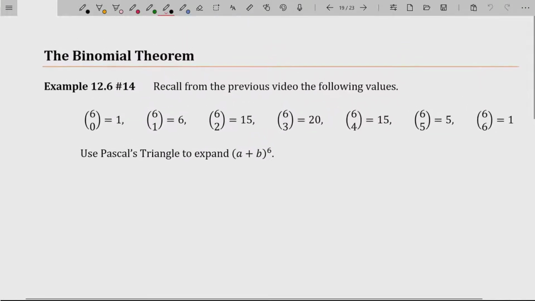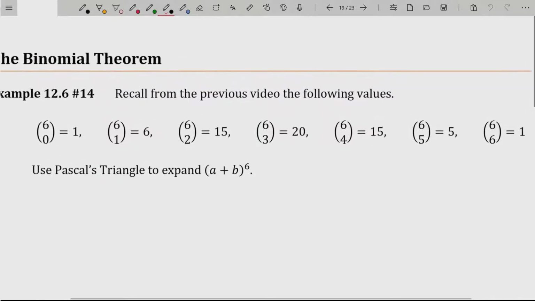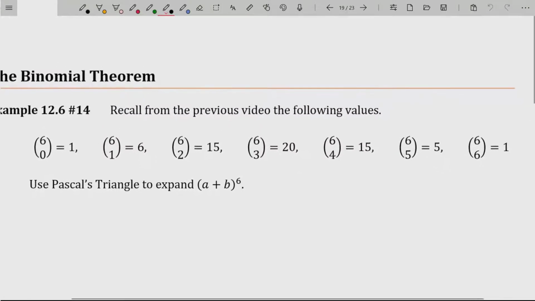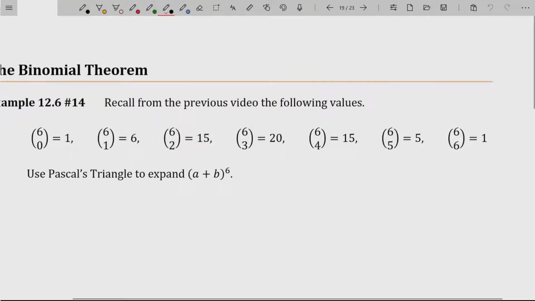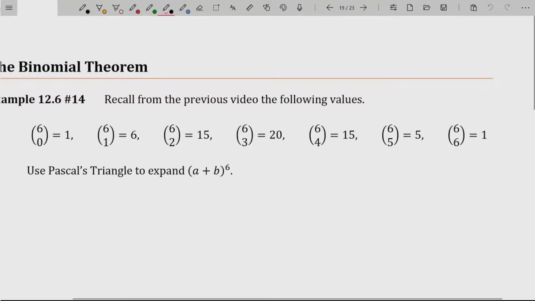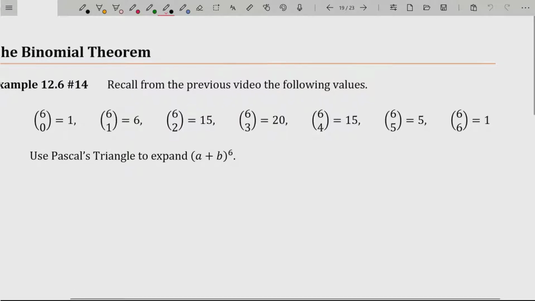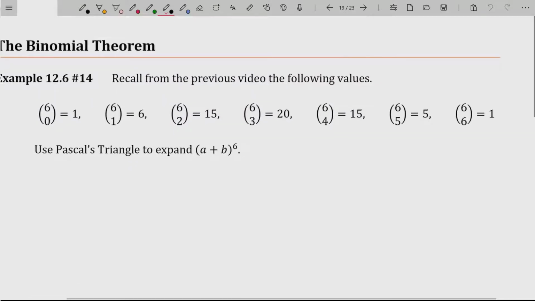Recall from the previous video the following values. 6 choose 0 is 1, 6 choose 1 is 6, 6 choose 2 is 15, 6 choose 3 was 20, and then due to symmetry, 6 choose 4 was 15, 6 choose 5 was 6, and 6 choose 6 is 1. Again, 1, 6, 15, 20, 15. Oops, there's something wrong with that. That should be a 6 right there. Once I was reading that out loud, I realized that's a problem. 1, 6, 15, 20, 15, 6, and 1.